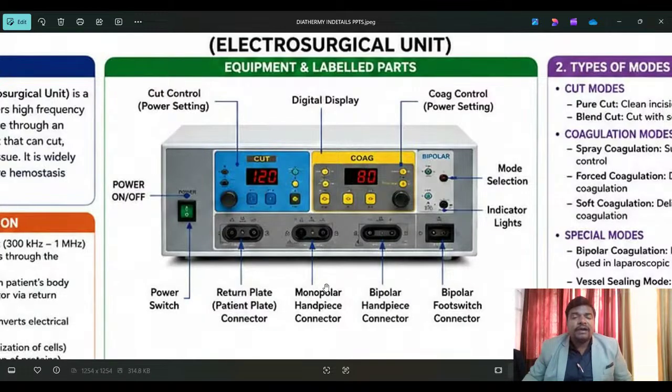Next I will show you what the parts are and what inside parts are available in the equipment. These things you get when you go near the equipment and do servicing with your senior, during practical time. Otherwise you cannot get this type of information in a practical way. Next, the bipolar handpiece connector. Next, the bipolar foot switch connector. These are accessories. I will show you every accessory, how it looks and what its function is. One by one I'm going to give the information on the diathermy.